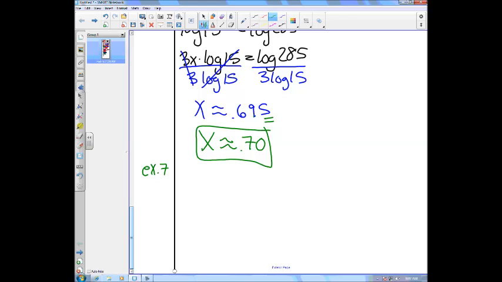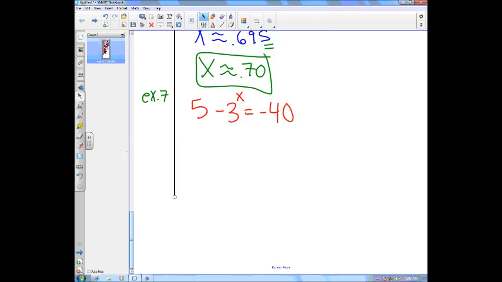Example 7. 5 minus 3 to the x equals negative 40. What? This is the one where it's going to pop up. You'll figure it out. I want you to write it down, and I want you to find a partner right next to you. And I want you to discuss and come up with how would we solve for this.